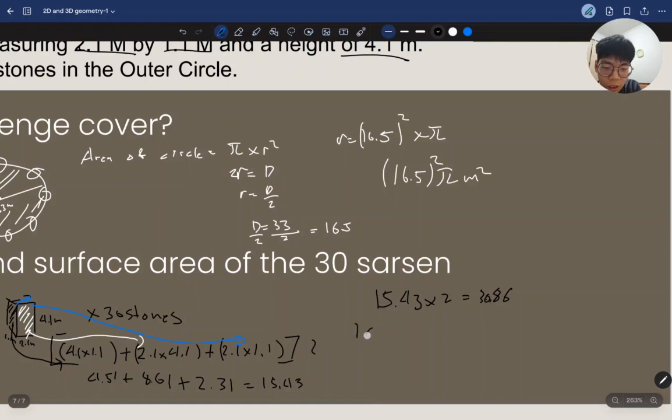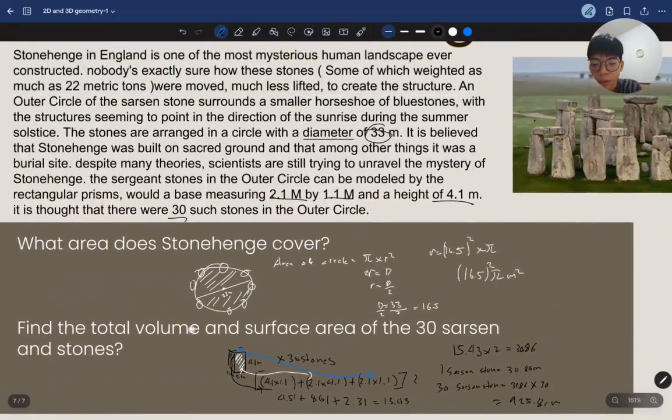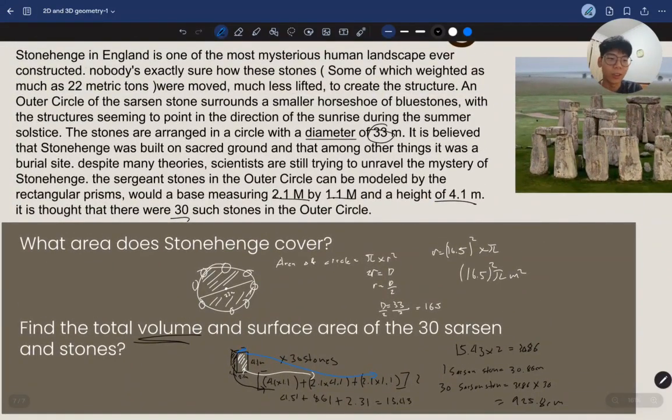Now, one sarsen stone has a surface area of 30.86 square meters. Since there are 30 sarsen stones, it's 30.86 times 30, which equals 925.8. That's it. Now, for the volume, it's your job, guys.